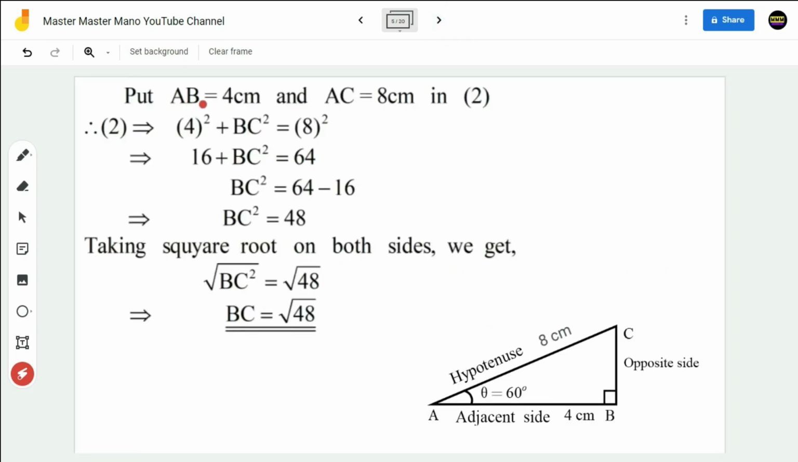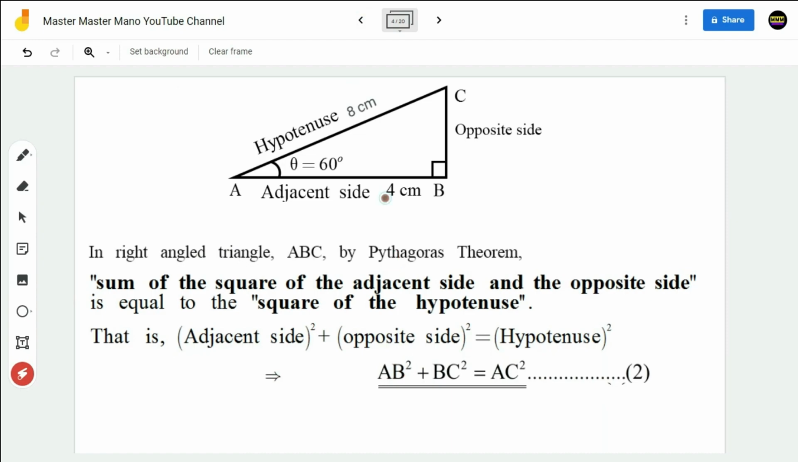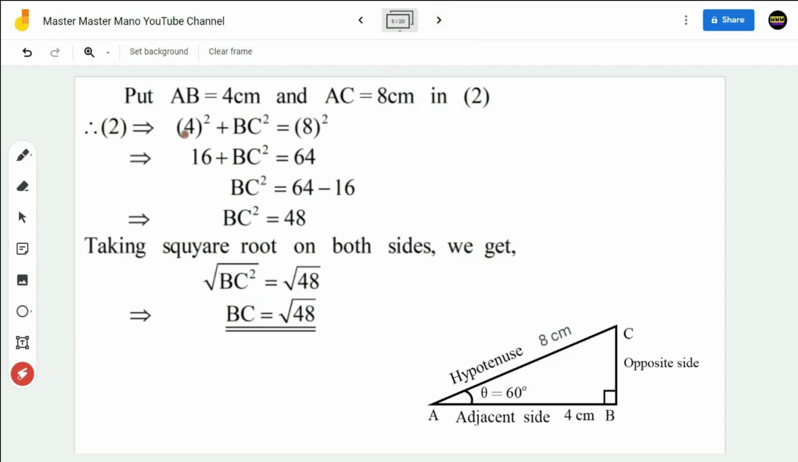Put AB equal to 4 centimeter. This was given in the problem itself, and we found the value of AC as 8 centimeter by the trigonometric ratio. We have to substitute AB equal to 4 centimeter and AC equal to 8 centimeter in the second equation. Therefore, AB should be replaced by 4, BC remains BC, and AC should be replaced by 8. The second equation becomes 4 square plus BC square equal to 8 square. When we square 4, we will get 16 plus BC square equal to 8 square, which is 64.